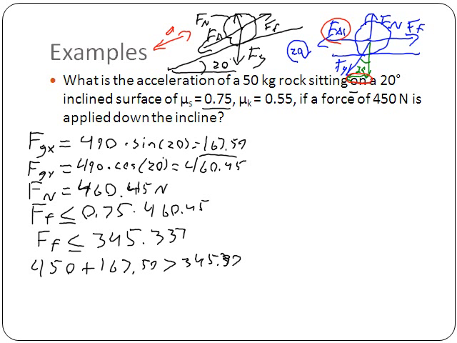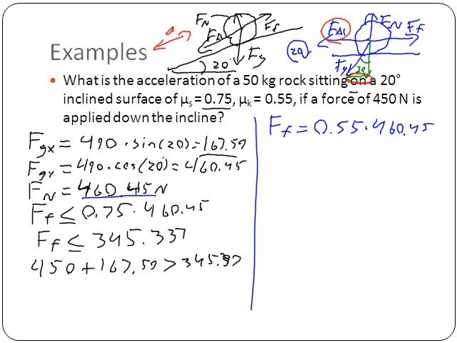And so let's look at kinetic friction here. The kinetic frictional force is going to equal mu_k, which is 0.55, times the normal force. Normal force we already figured out is 460.45. And so that gives us a frictional force of 253.247 newtons, if you do the math.